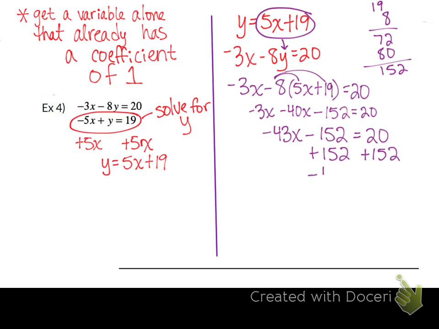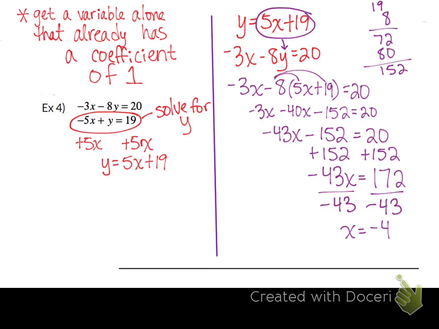We would have negative 43x equals 172. Last step. Divide. X equals positive divided by a negative is a negative. That would come out to a negative 4. Yes, a calculator might make some of these calculations go a little quicker. Are we done?